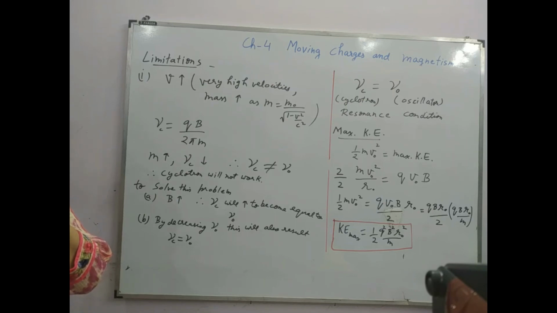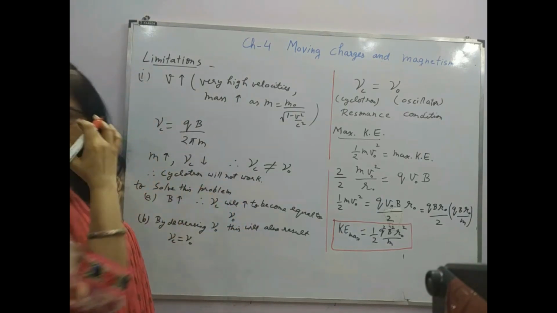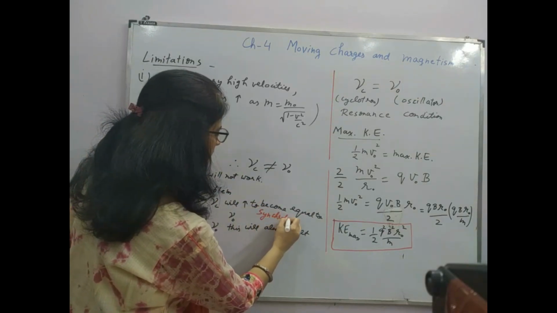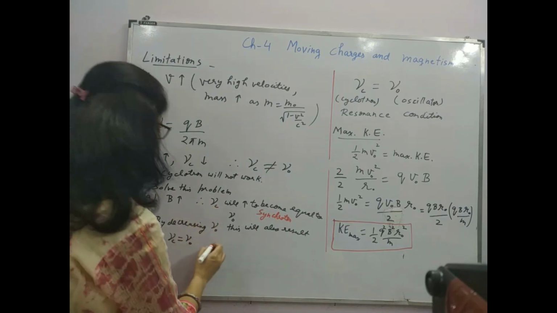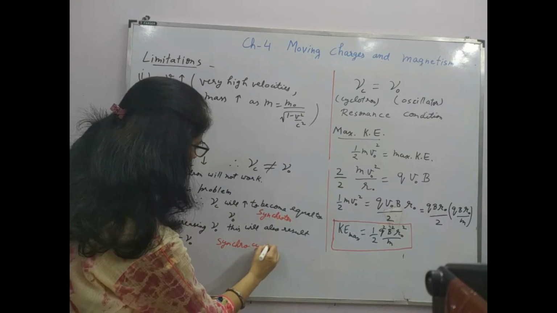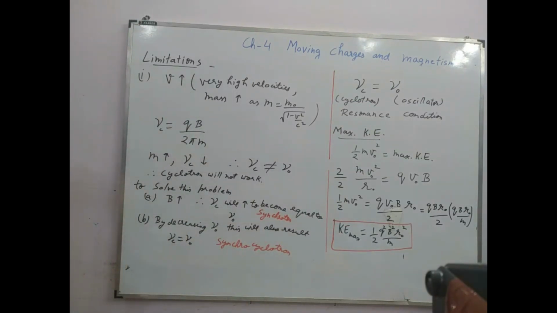So this first case, when we increase the magnetic field, this is called a synchrotron. And this case, when the frequency of the oscillator is decreased, this is synchrocyclotron, right? So this was about the limitation.